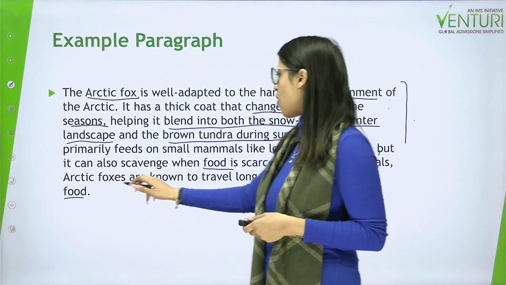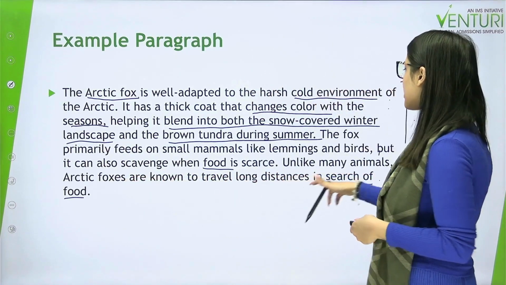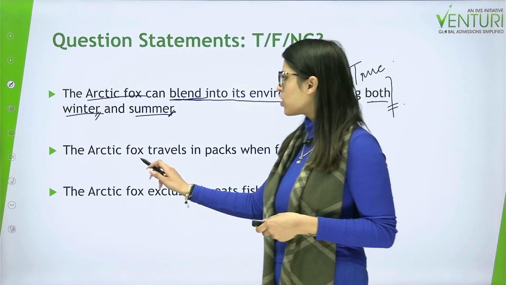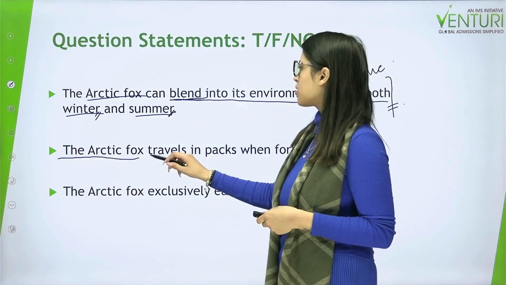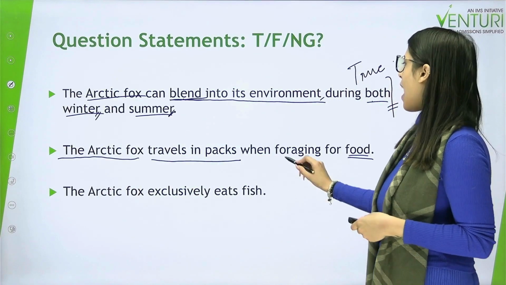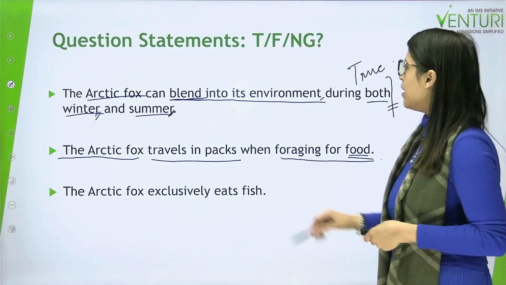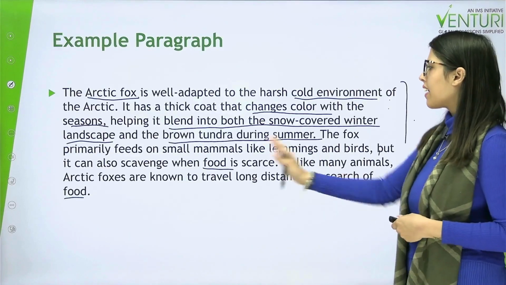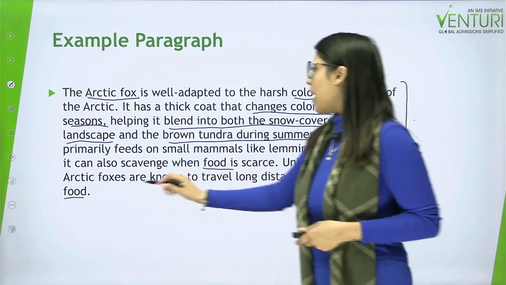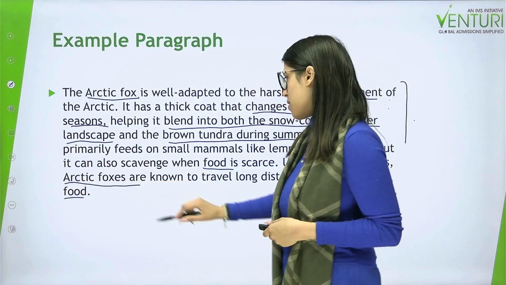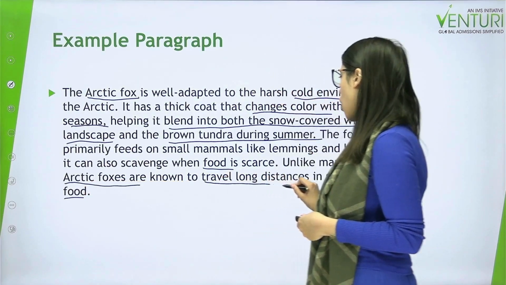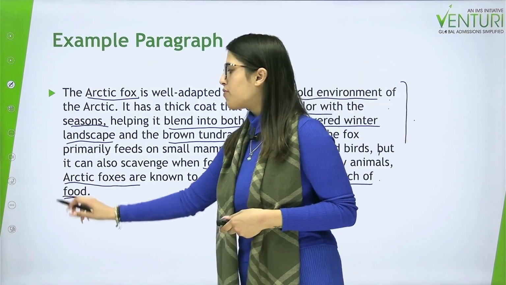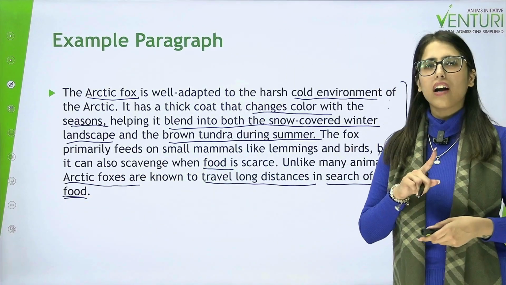So Arctic foxes are known to travel long distances in search of food. Now if I come back here and I see the chunks that I made, the Arctic fox, it was traveling in packs and it was looking for food. So are all of my chunks aligning here? Let's see. Arctic foxes are here, they are mentioned. They are known to travel long distances, that is also mentioned, and they are traveling in search of food, that is also mentioned. But one part is missing here.